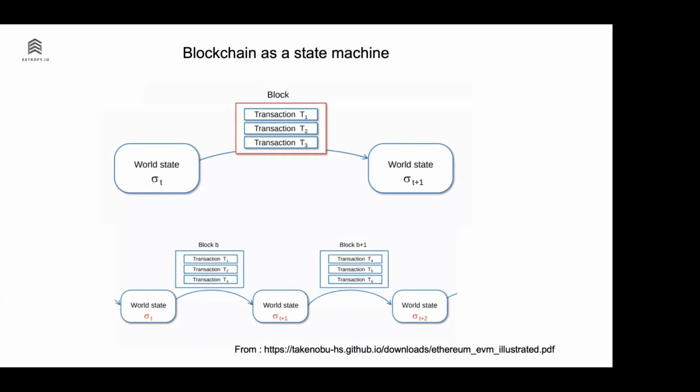So I mentioned the state machine, and this is just a simple diagram to explain that. We have a state, which in Ethereum we call the world state, at a particular time. So here we say T, and then we receive a block which is made up of a number of transactions, and that represents our state transition and gives us a new world state. And this is repeated as we get new blocks. We just repeat this process on and on.